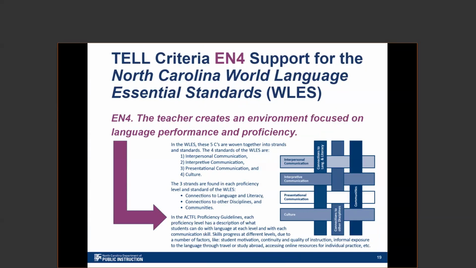So notice that we have 4 standards, specifically interpersonal communication, interpretive communication, presentational communication, and culture. And those are woven with the 3 strands that we focus on in our standards: connections to language and literacy, connections to other disciplines, and communities. We call that the weave graphic on the right to show how all of our standards weave together. And as I said, it's in the administrator guide so that when we're educating others, like our principals or colleagues or whoever, about our state standards, we can help them understand how our standards and our strands work together to make sure that we're implementing and getting our students to practice all the skills and the language that they're learning.